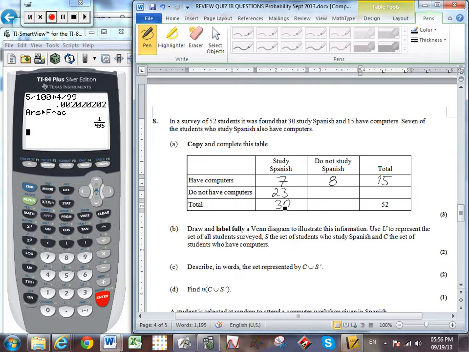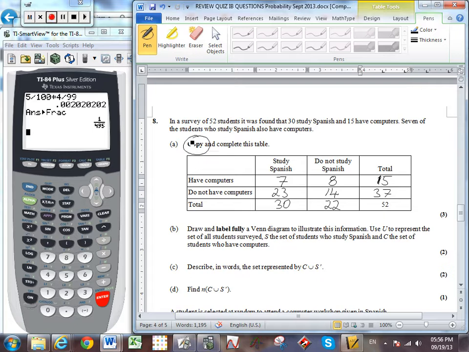30 of them study Spanish, which means that 22 do not. Of the non-Spanish studiers, 8 have got computers. Because there's 22 total, it must mean 14 do not have a computer. And how many total do not have a computer? It looks like 37. We actually could have gotten this 37 earlier on by subtracting the 15 from the 52, knowing that we have a total of 52 students. Alright, so we've completed the table.